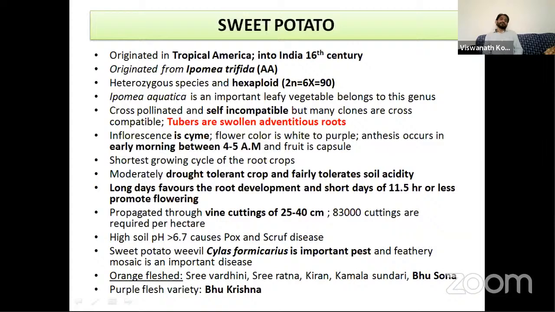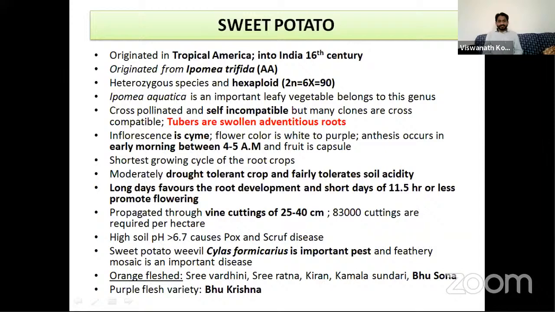So it is a drought tolerant crop. Almost all tropical tuber crops are drought tolerant. This takes tapioca, sweet potato, and yams. Long days favor the root development and short days favor the flowering in case of sweet potato. So sweet potato is propagated by the vine cuttings, the vine cuttings of 25 to 40 centimeter length.